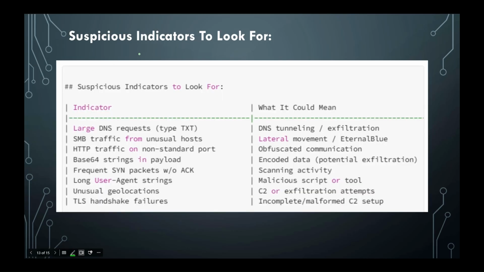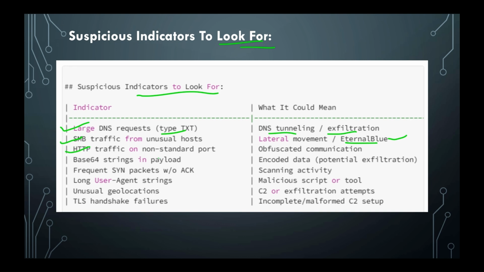Then we have suspicious indicators to look for. So type TXT. This will help you to identify DNS tunneling, data exfiltration. Then also we have SMB traffic from an unusual host. So this will identify lateral movement, EternalBlue. So it's a kind of vulnerability.